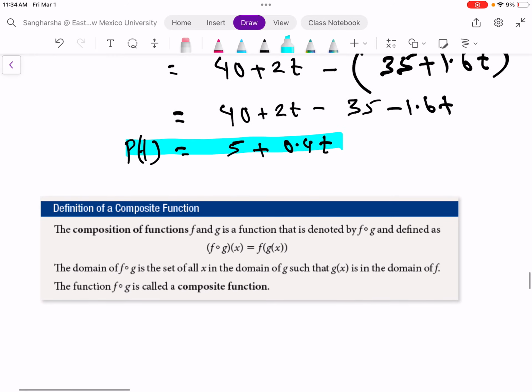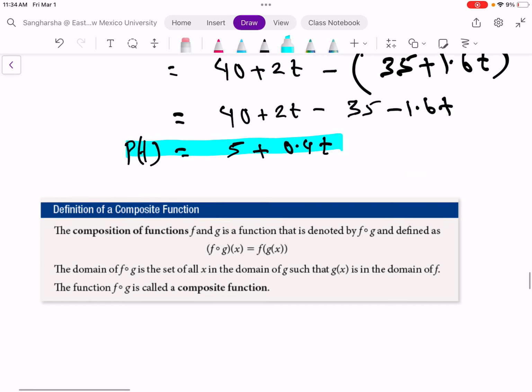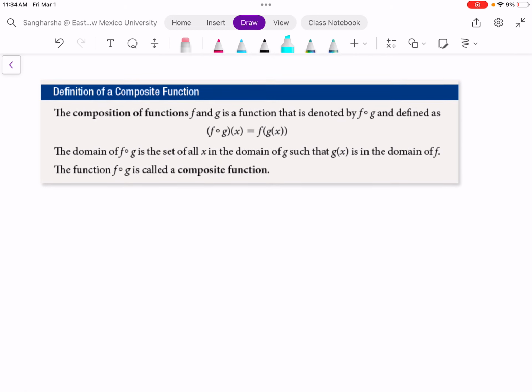Now let me know if you have any question up to here. If not, we're going to talk about a new function, the composition function. Does anyone have a question? Okay, before I go to the definition, let me go back to the very beginning of a function.